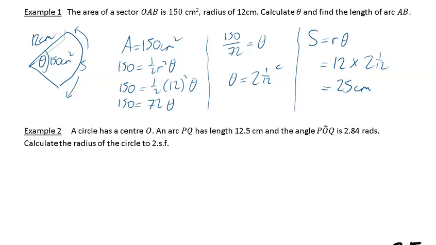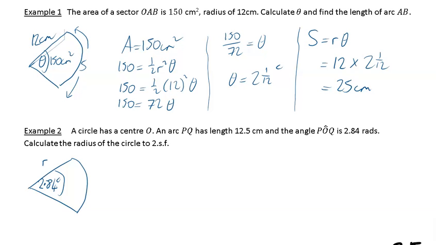In this example, it says a circle has a center O, an arc PQ has a length of 12.5 centimeters, and the angle POQ is 2.84 radians. Calculate the radius of a circle to two significant figures. Okay, I'm going to do a diagram again for this. So not the best diagrams in the world, they don't have to be. That is 2.84 radians at the center.